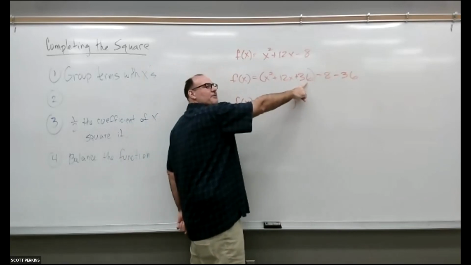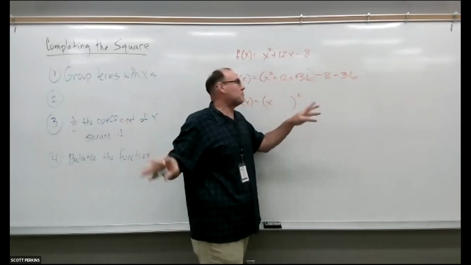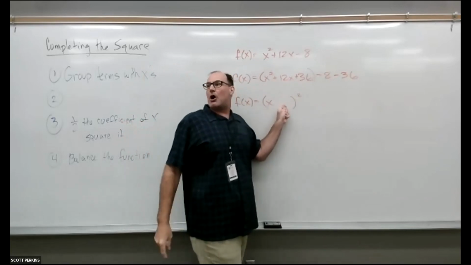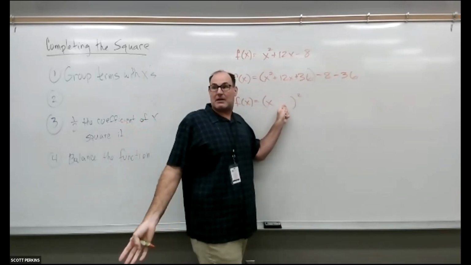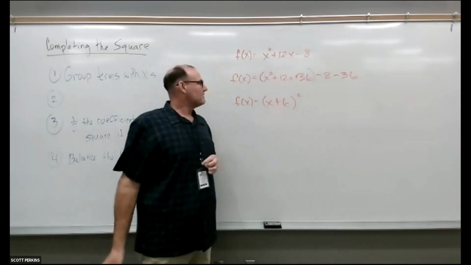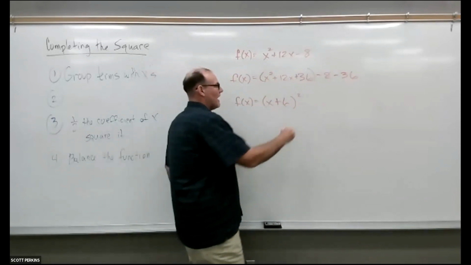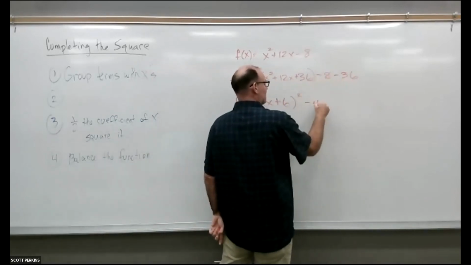What two factors of 36 add up to 12? Well, that should always just be, what we put right here should always be that number that you took when you got half. Half of 12 was 6. There you go. 6 times 6 is 36. 6 plus 6 is 12. And then negative 8 minus 36 is minus 44.